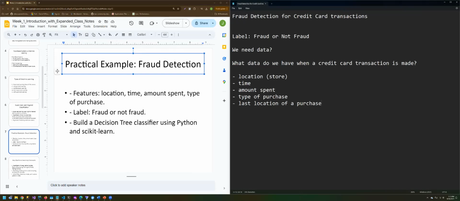And so all of this data, these things, are called features. And features are predictive of the label, right? Things that are predictive of fraud or not fraud.